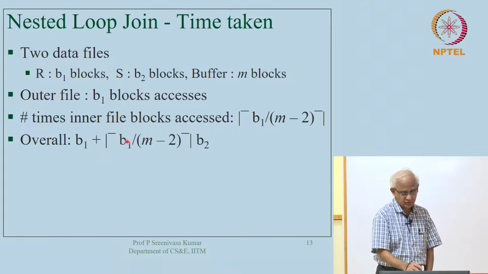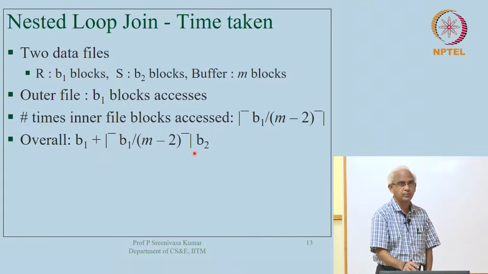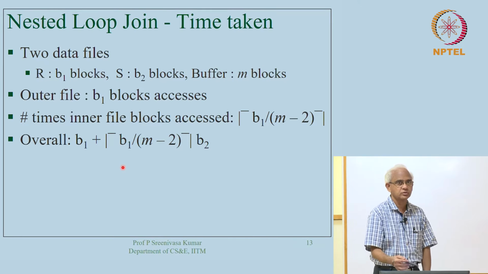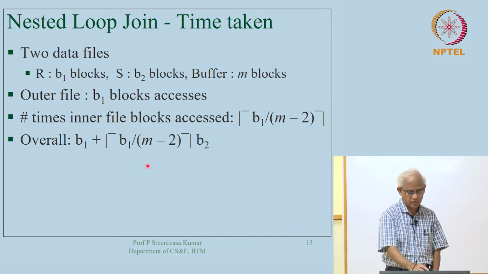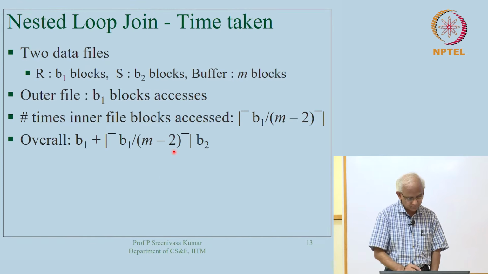You can see that there is a quadratic term coming up here. It is a multiplication of the two sizes of the files. So, this algorithm is truly a quadratic algorithm because it has two loops, right. You can see that the quadratic term is coming.